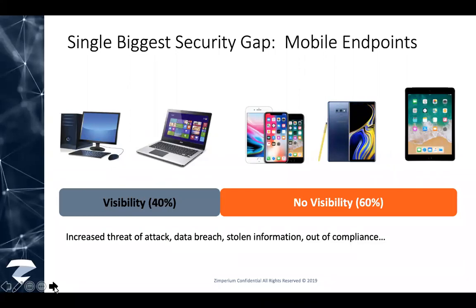The fact is 60% of the endpoints accessing an enterprise today are mobile, and in most cases have no visibility whatsoever. So all the investments we've made, everything we've done has been to protect 40% of the endpoints. To make matters worse, users are the admin of these mobile devices. They decide when to patch, they decide what networks to connect to, they decide what apps to install. So it makes it just a horrific scenario for most endpoint security folks.